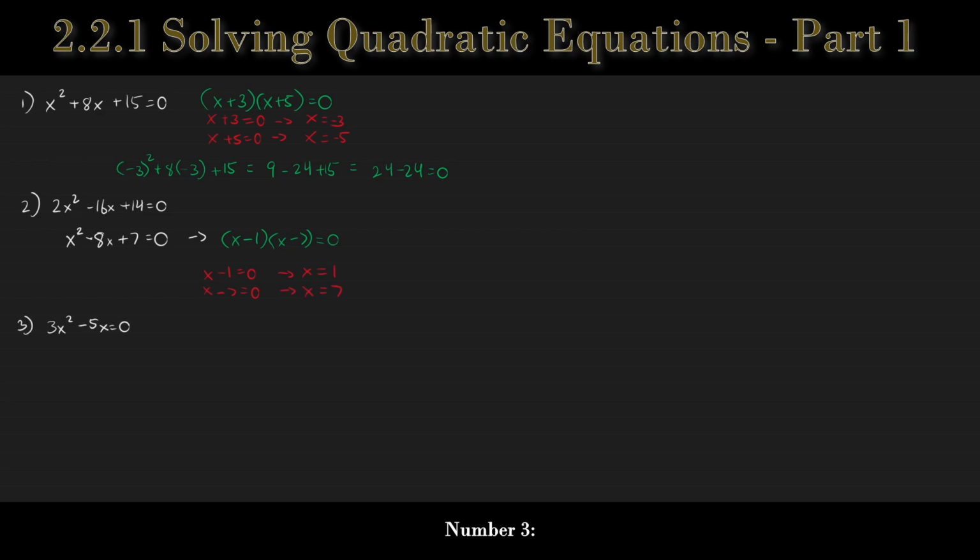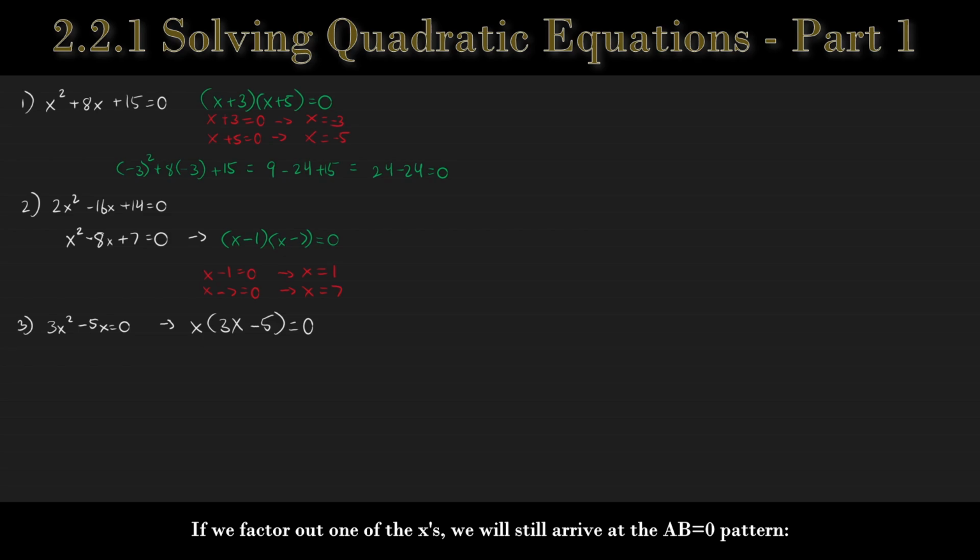Number 3. 3x squared minus 5x equals 0. Notice that we now have a quadratic equation without a c term. We can still work with this. If we factor out one of the x's, we will still arrive at the a times b equals 0 pattern. x times 3x minus 5 equals 0. Solving the second expression for x, we get x equals 5 over 3. Thus our solutions are x equals 0 and x equals 5 over 3.